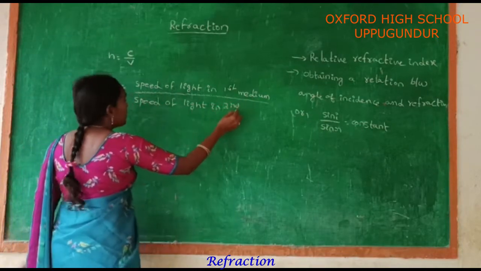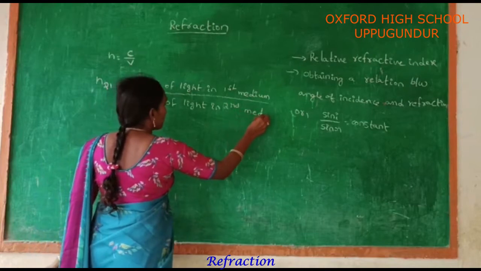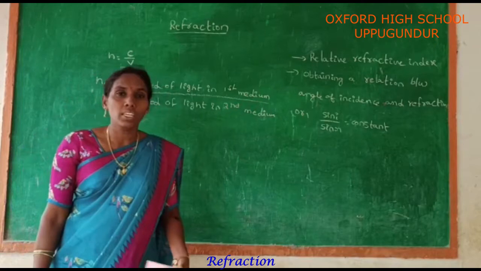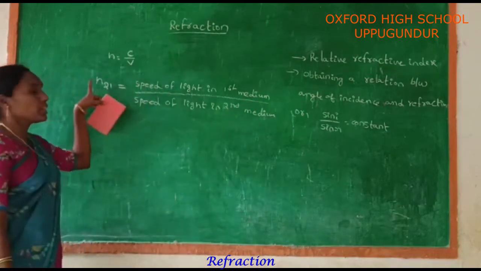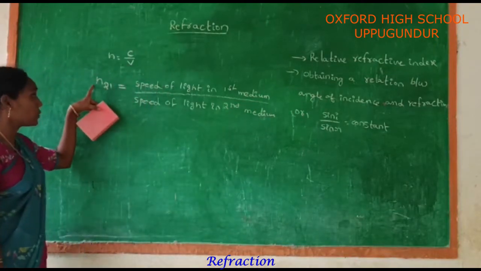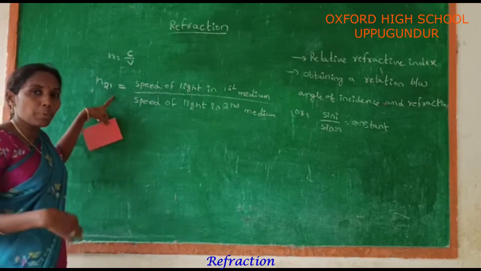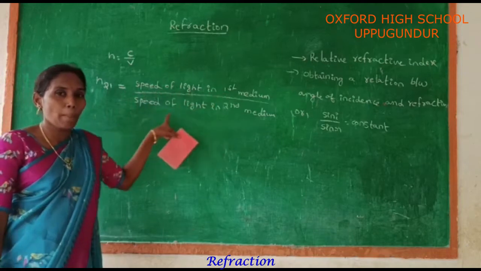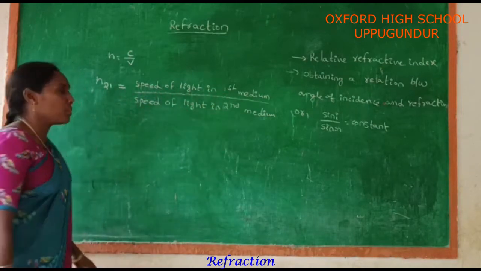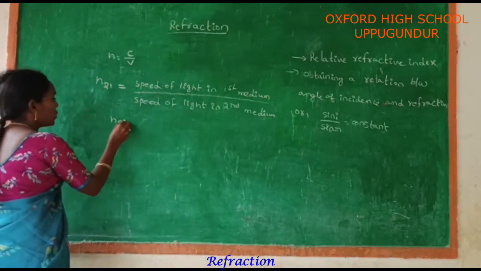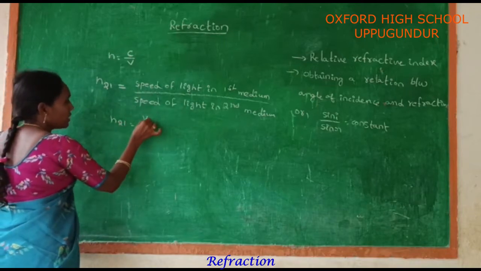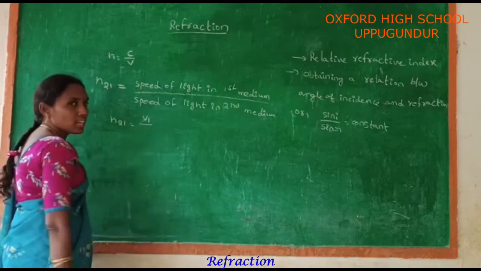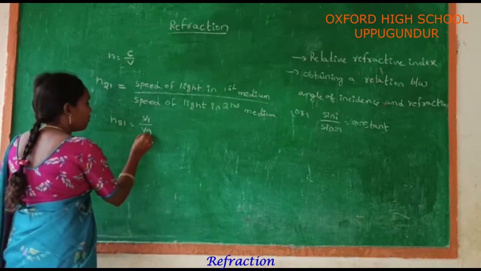Now listen carefully. Refractive index is equal to c by v. C means speed of light in vacuum, v means speed of light in any medium. Here relative refractive index, that means the refractive index of one medium with respect to another medium, is defined as the speed of light in first medium by speed of light in second medium. This should be written as n21 is equal to v1 by v2, where v1 is the speed of light in first medium and v2 is the speed of light in second medium.